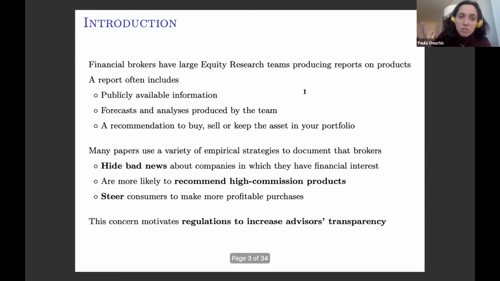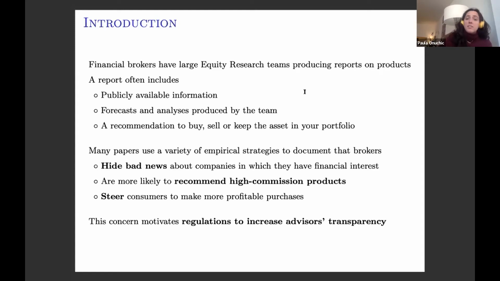So just to look at one of these examples a little bit more in detail, let's say I'm thinking about a financial broker, like Morgan Stanley, okay? They usually have these big equity research teams that are producing information and reports on all the products that you can trade through them. So many times you can see a report on a stock that will have a compilation of publicly available information on this stock, but also information that is produced by this team, like forecasts and analysis. And usually these reports also include a recommendation to buy, sell, or keep this particular stock in your portfolio, okay?